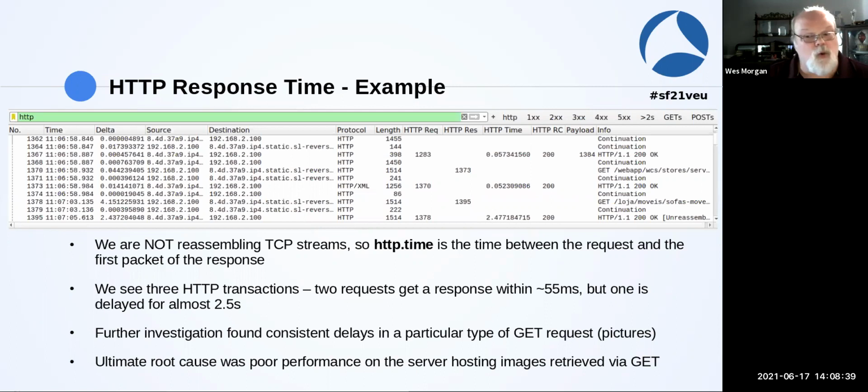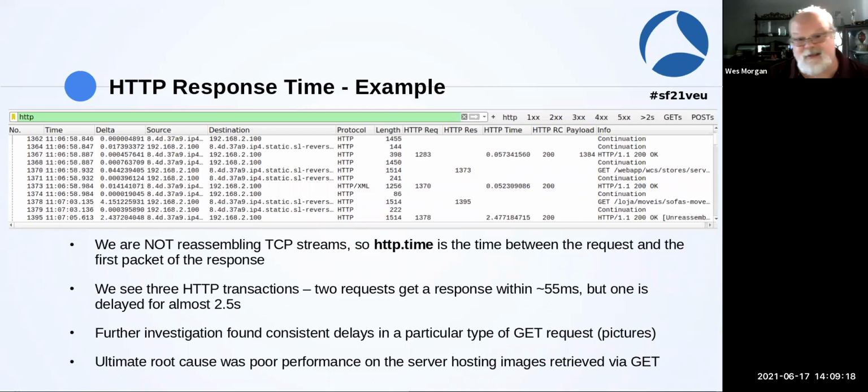Well, and in this case, there was. We only saw these delays when we were doing gets against a particular type of data. In this case, pictures. So now, instead of the web page is slow to load or HTTP is slow, we've refined the problem statement down to the server is experiencing delays retrieving these particular pieces of data.